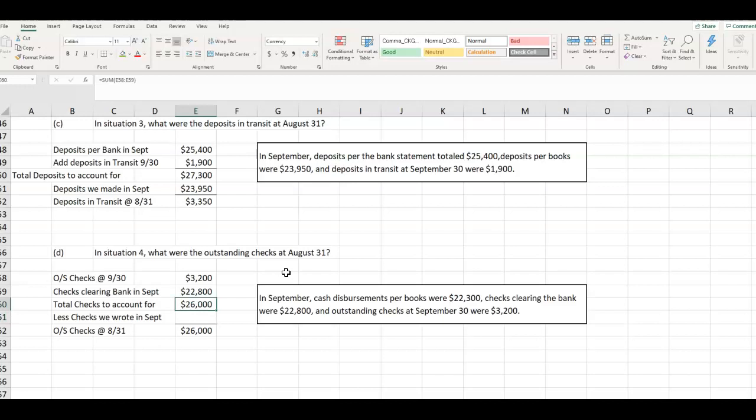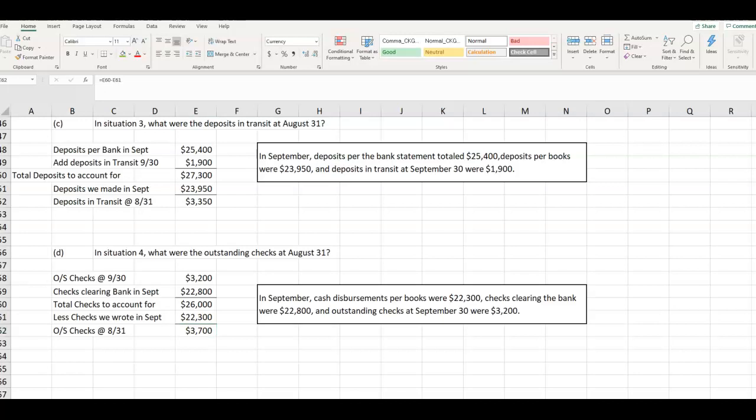The outstanding checks at the end of September plus the checks that cleared the bank in September, they had to have come from one of two places, either the checks we wrote in September or the checks that were outstanding at the end of August. So we just subtract from the total to be accounted for the checks we wrote, which were $22,000. I'll get it right. And that leaves us $3,700 checks that were outstanding at the end of August.